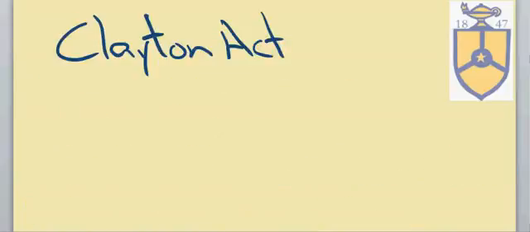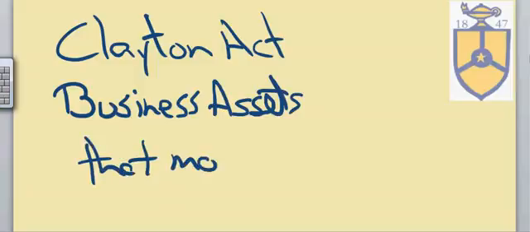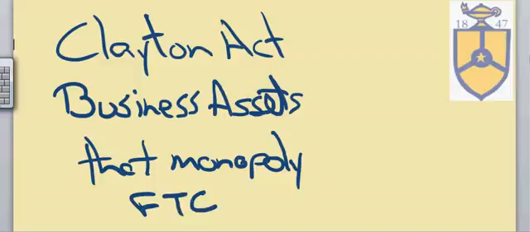Another problem involving government regulation of business is the Clayton Act, which governs businesses buying other businesses, and the idea is that if we have the purchase of business assets that may create a monopoly, then that violates the law. So certain companies have to get permission from the Federal Trade Commission. They have to notify them of their intent to merge, and if the government doesn't approve of that, they can block that.